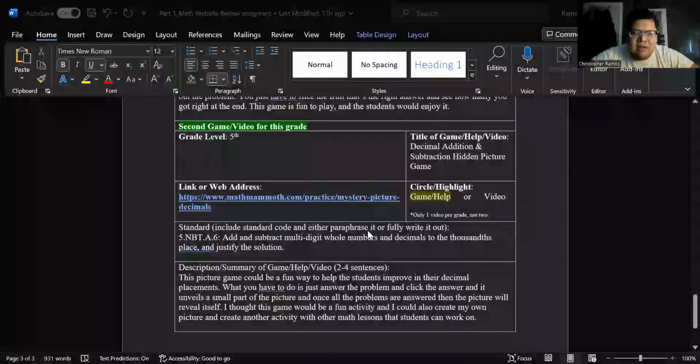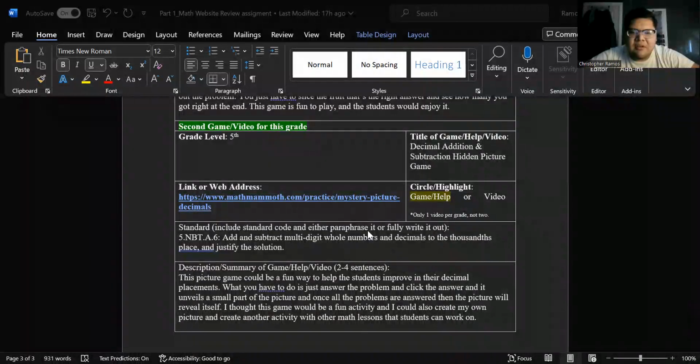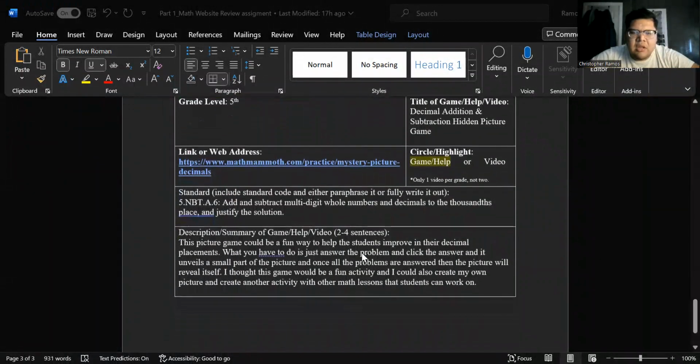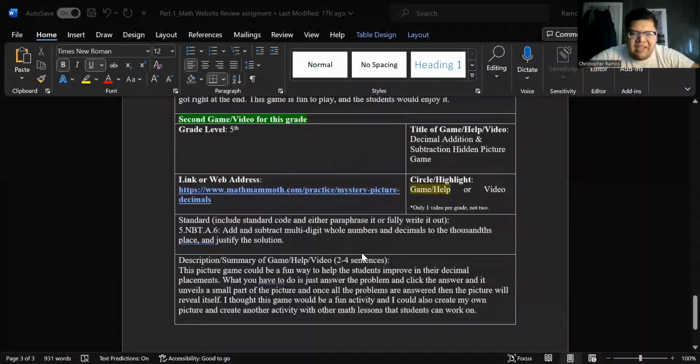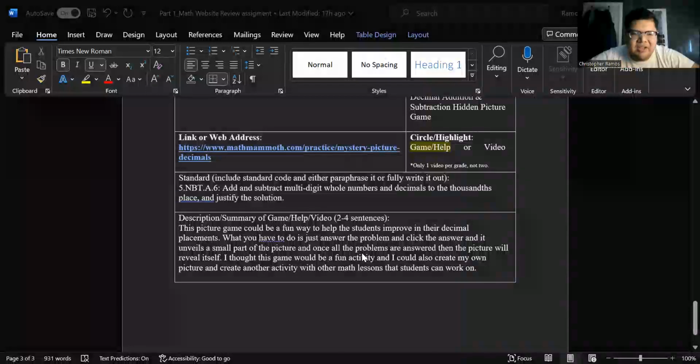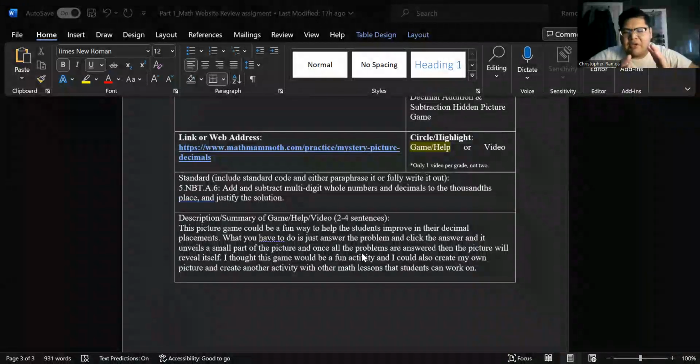For my last game, it's also fifth grade, and the title of the game is Decimal Addition Subtraction Hidden Picture Game. The standard was add and subtract multi-digit whole numbers and decimals to the thousands place and justify the solution. Out of all the games, I really like this game because it's a picture game. The game gives you a hidden picture. You answer the problem and click the answer, and it unveils a small part of the picture if you get it right.